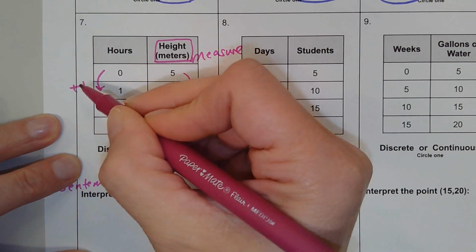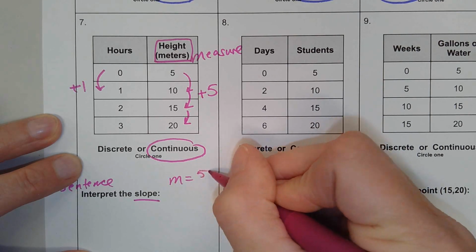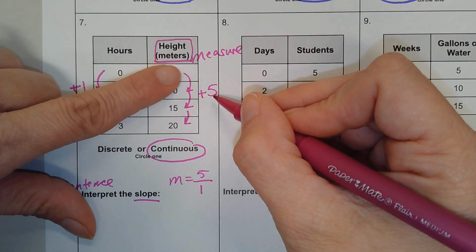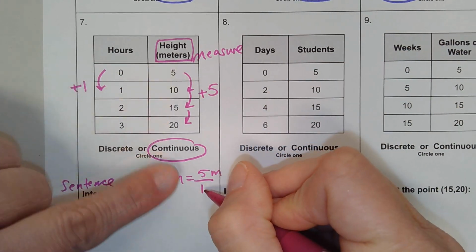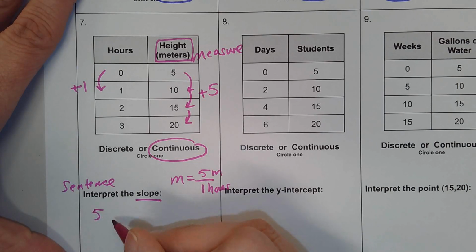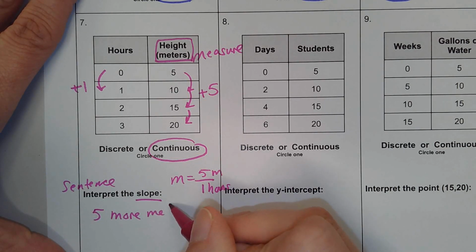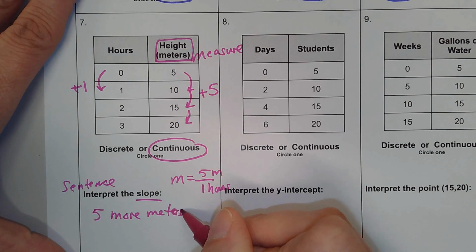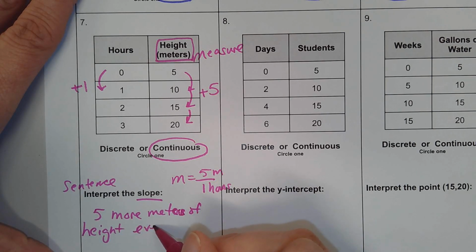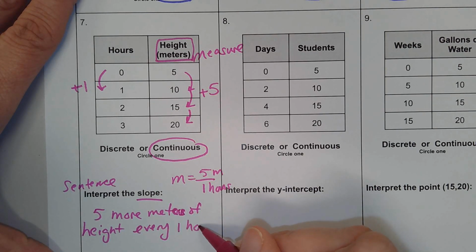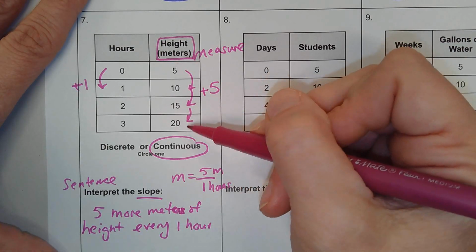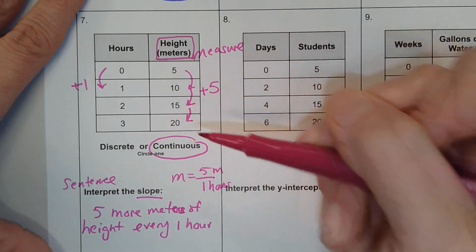Here, this is plus 1. So the slope would be 5 over 1, and I have to use the words. For 5, it was meters. And for the 1, that comes from the hours. So there are 5 more meters of height every 1 hour. You could also say there are 5 more meters of height. The height increases by 5 meters.